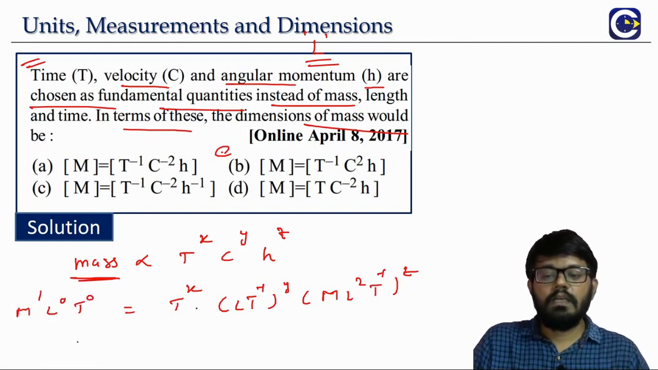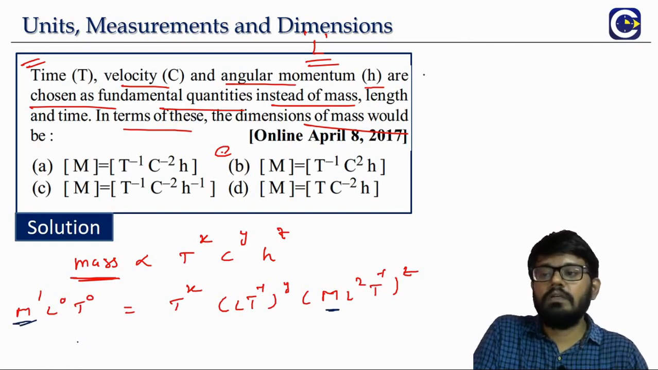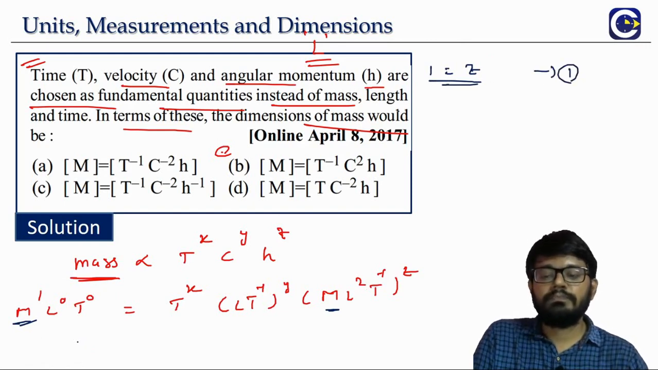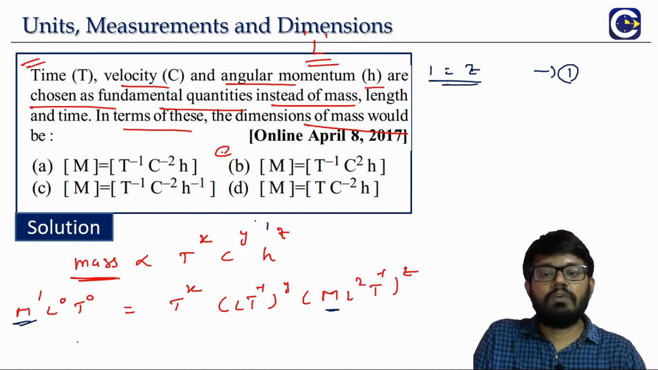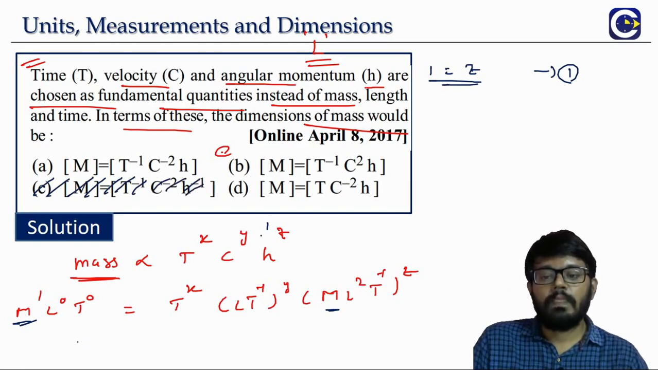Power of M: there is only one M here, M^z. Here M^1 means 1 equals z. Straight away we are able to get the z value. Z means the power of h. If the power of h is coming as 1, option C is ruled out. Why? Look at this, h is given as power minus 1, so it is ruled out. Then let us look at the power of L, which is 0.